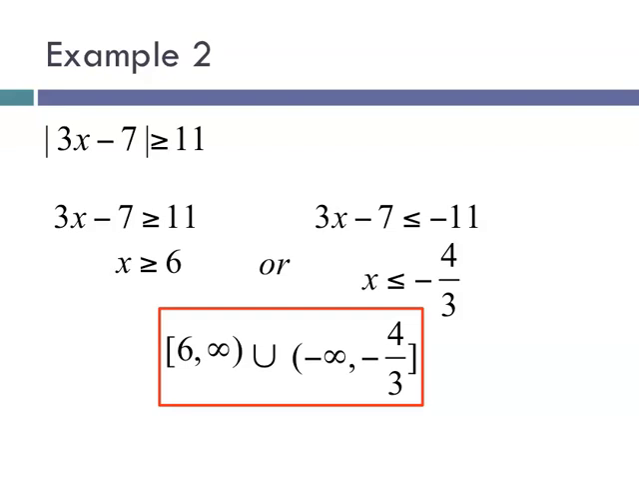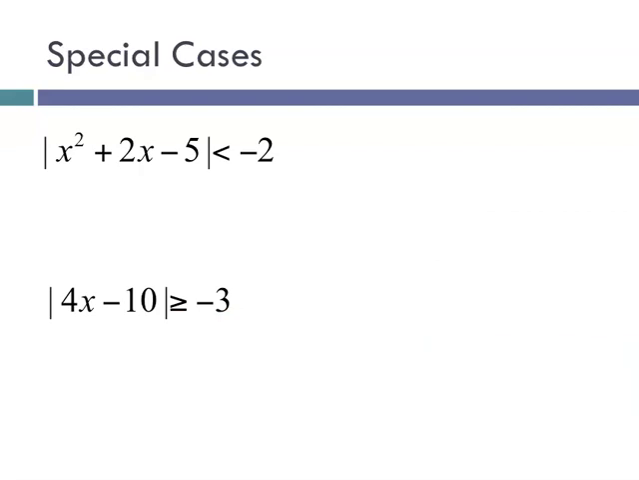Now there are some special cases. For example, look at this first one. The absolute value of x squared plus 2x minus 5 is less than negative 2. Now before you start writing out, okay, I know I have to write two inequalities, write them all out, and then start trying to solve them, take a step back and look at what this is saying.